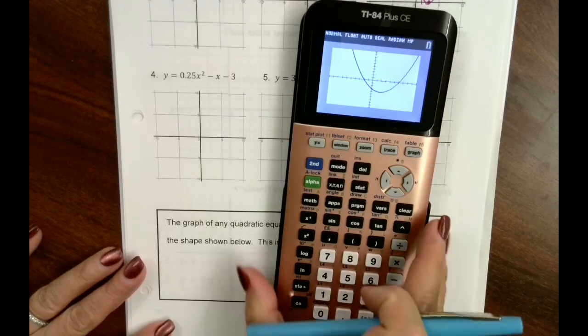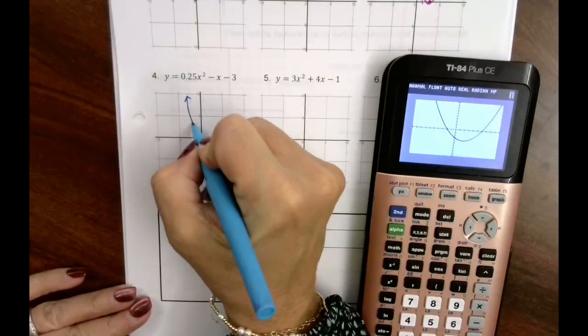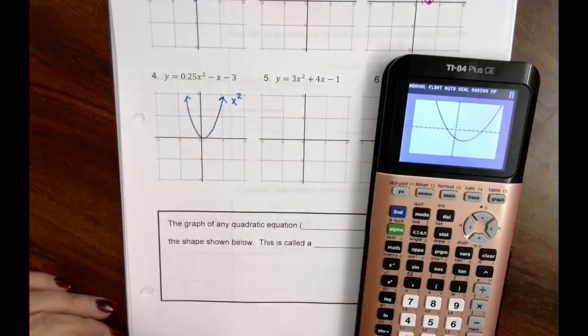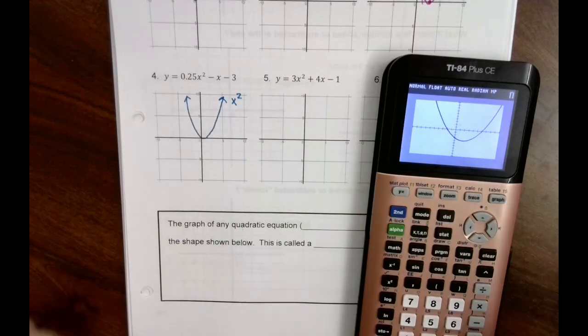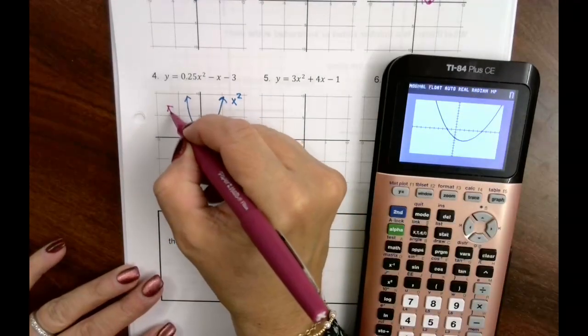Now I'm going to do this one just a tad bit different. What I'm going to do is I'm going to put my standard quadratic right here. So this blue graph right here, which would be my x squared. And now I'm going to graph my new graph. And my new graph, I see that it's going to look a lot more like this.